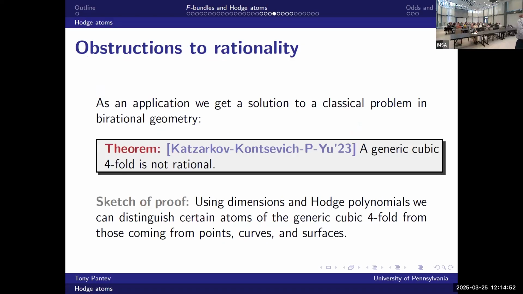And you can actually apply it to a few cases by itself, not that many, but at least it gives you the non-rationality of a very general cubic. So let me try to explain how it works. So you have this numerical invariance, the dimensions of the Hodge cycles and the Hodge polynomials, and you can distinguish the atoms that appear in the very general cubic from atoms that come from points, curves, or surfaces.